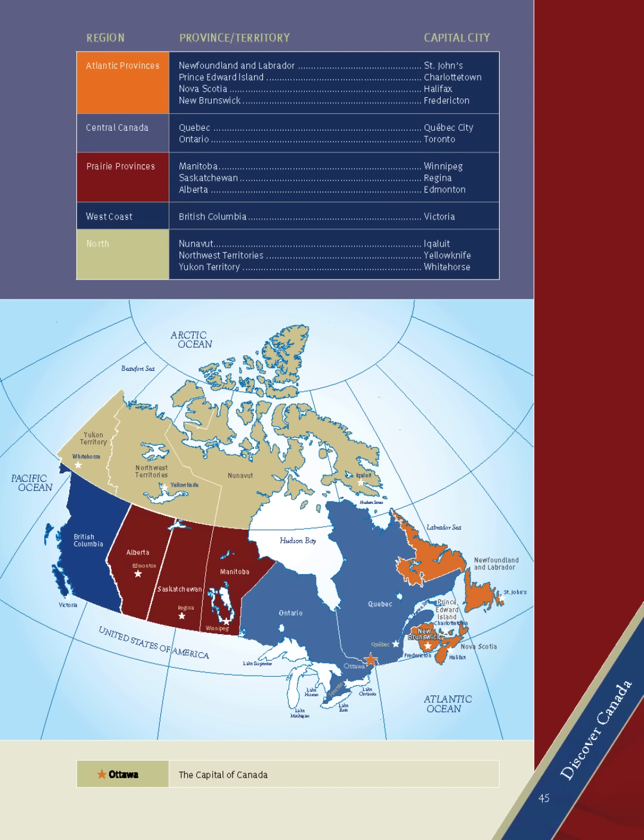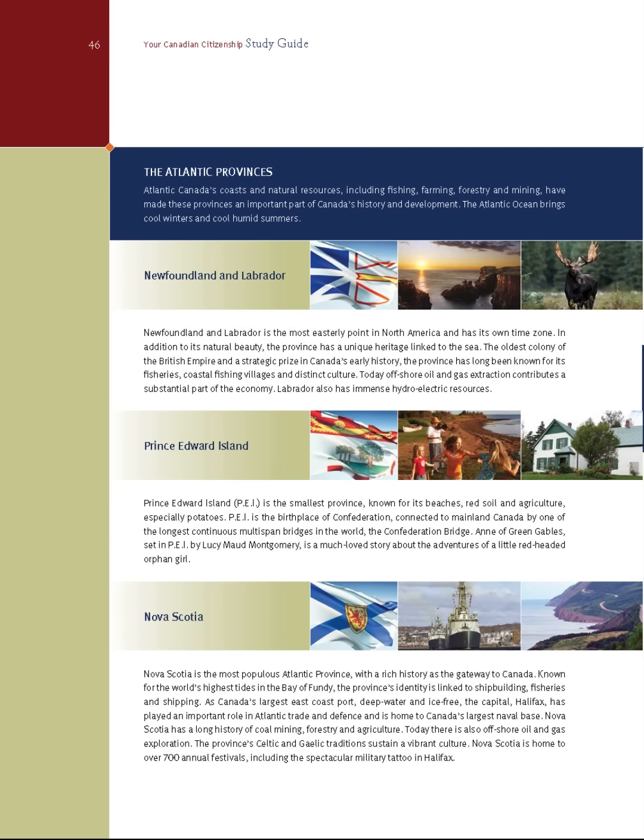North: Nunavut, Iqaluit. Northwest Territories, Yellowknife. Yukon Territory, Whitehorse. Ottawa, the capital of Canada. The Atlantic Provinces.